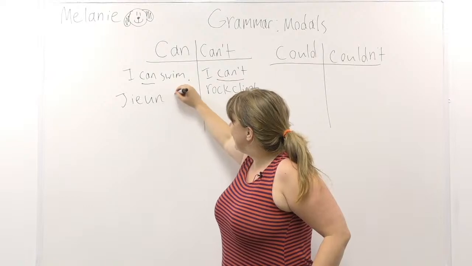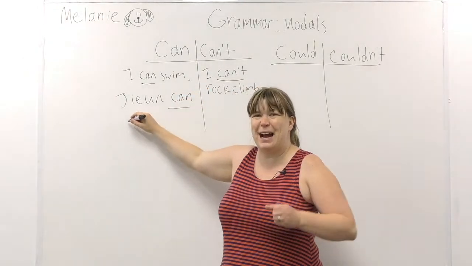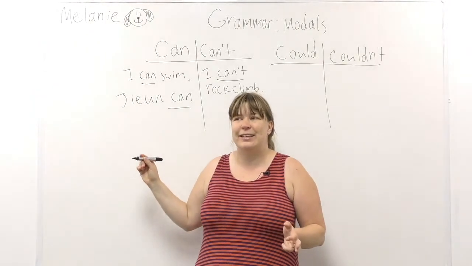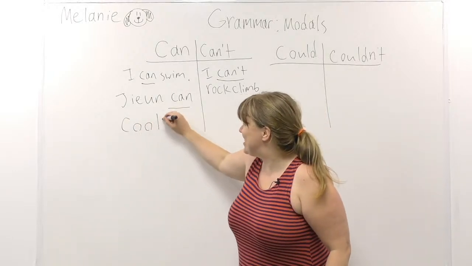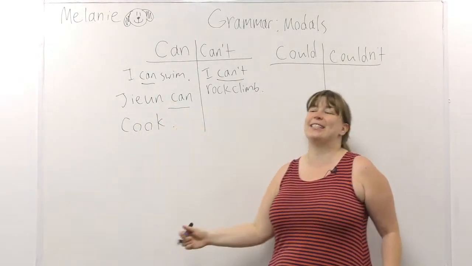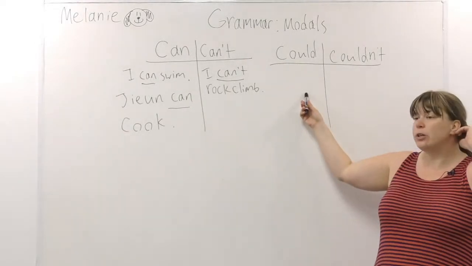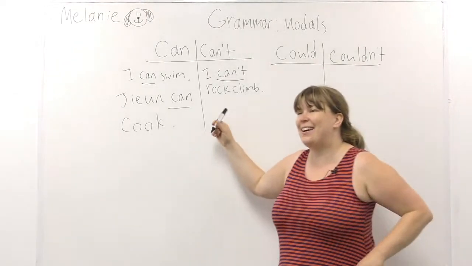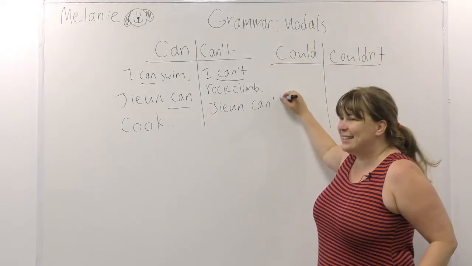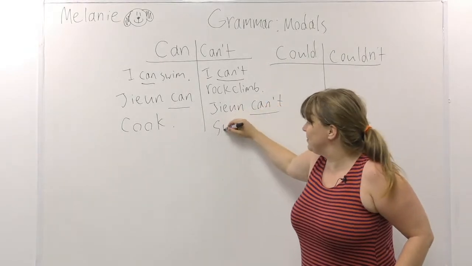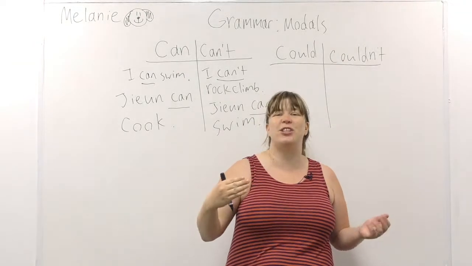Ji-un can cook. Am I saying your name right, by the way? I'm not sure if I'm saying your name correctly. Ji-un, hopefully. Okay, so Ji-un can cook. Excellent. Thank you. Now could and couldn't, and Ji-un can't swim. That's okay. Not everybody can swim. Thank you. That's so lovely when we have participation in the classroom.